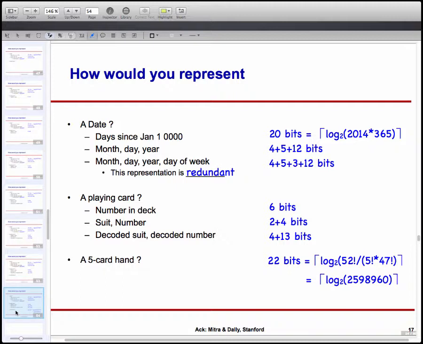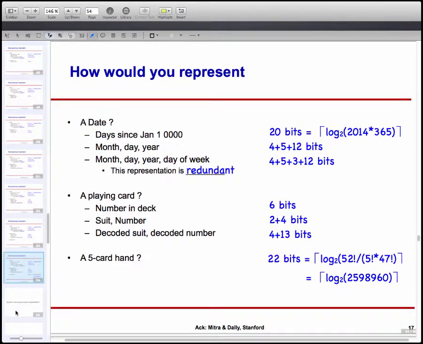But then the order doesn't matter in this case, so I have to divide by the number of permutations that may exist within the hand. That would be factorial 5. So that's why we end up with 52 choose 5. And in this case, that's kind of a magical number. You can calculate the log 2 of that, and it turns out to be 22 bits. So I need at least 22 bits to represent all possible 5 card hands which exist.